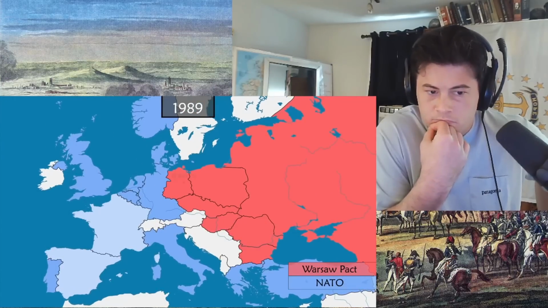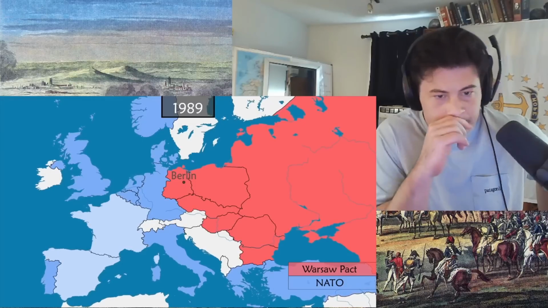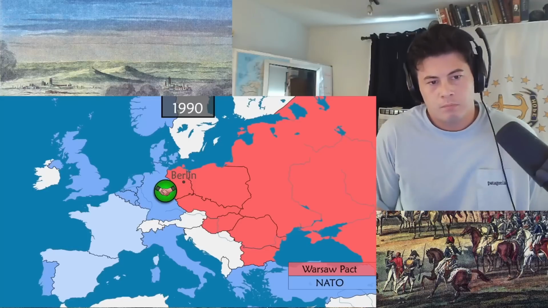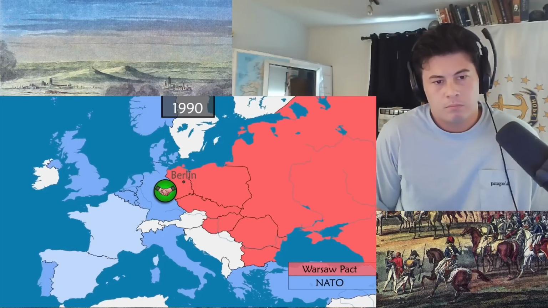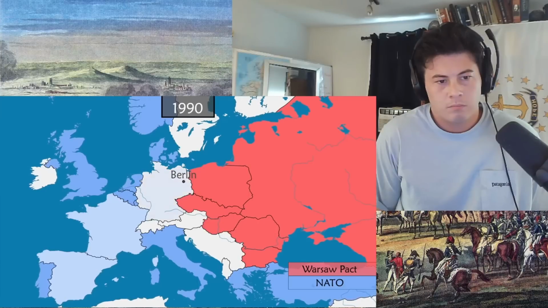In 1989, the Berlin Wall is torn down. Mikhail Gorbachev, the head of the USSR, begins meetings with the West to organize German reunification. Gorbachev wants Germany to be neutral, while the West wants it to be a member of NATO.